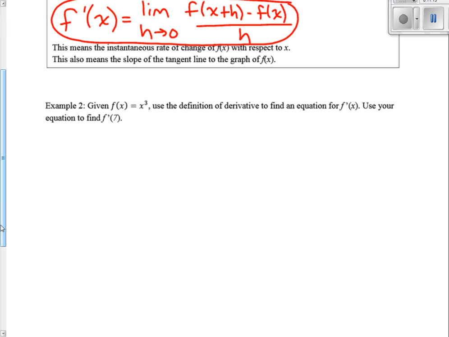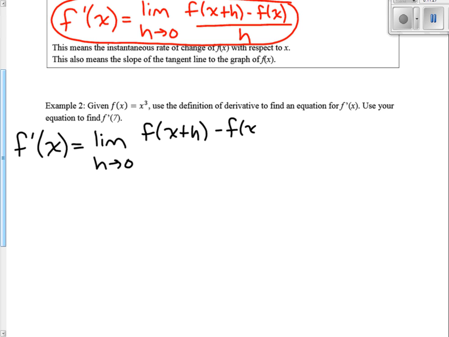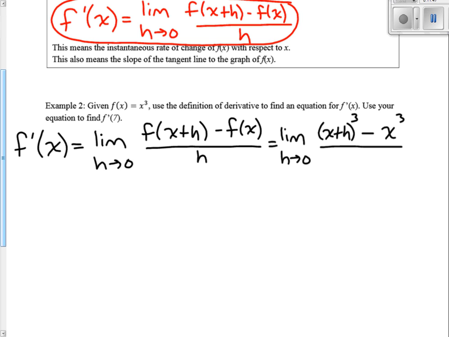So for our example 2, we're trying to find f prime of x, and that's going to be the limit as h approaches 0 of f of x plus h minus f of x all over h. And now I'm going to plug that in. So that will be the limit, again, as h approaches 0, of, I'm plugging x plus h into my function, so that gives me x plus h cubed, minus, I'm plugging x into my function, that just gives me x cubed all over h. Now we get into some algebra.